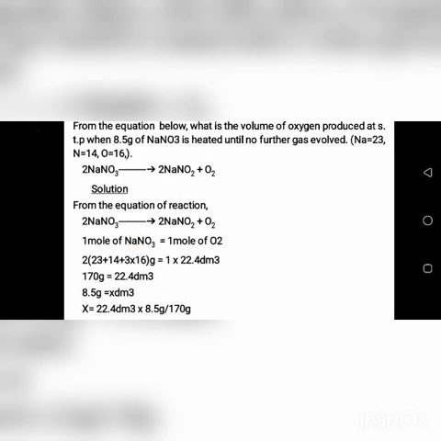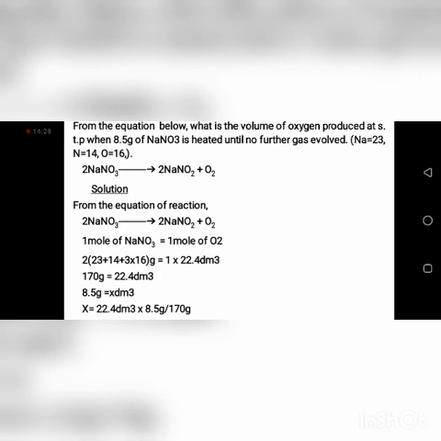From the equation below, in this question we are fortunate because the equation was given to us. What is the volume of oxygen produced at STP, standard temperature and pressure, when 8.5 grams of sodium nitrate is heated until no further gas is evolved? And we are given the mass numbers of the atoms concerned. If you look at this question very well, we are only interested in sodium nitrate and oxygen. We are not interested in the sodium nitrite that is there. So we concentrate on the two.